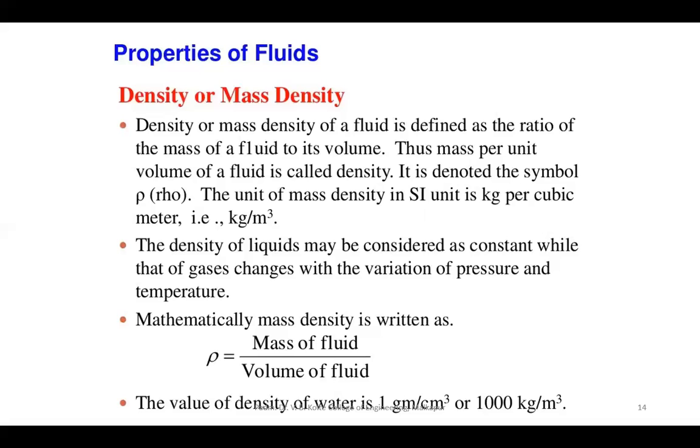Mathematically, density is written as rho equal to mass of the fluid upon volume of the fluid. The value of the density of water is constant, that is 1 gram per centimeter cube, or 1000 kg per meter cube. That will be our assumption. If the density of water is asked, then we have to consider 1000 kg per meter cube. It is not necessary to be given this value in the examination numerical. We have to assume that the density of water is 1000 kg per meter cube.